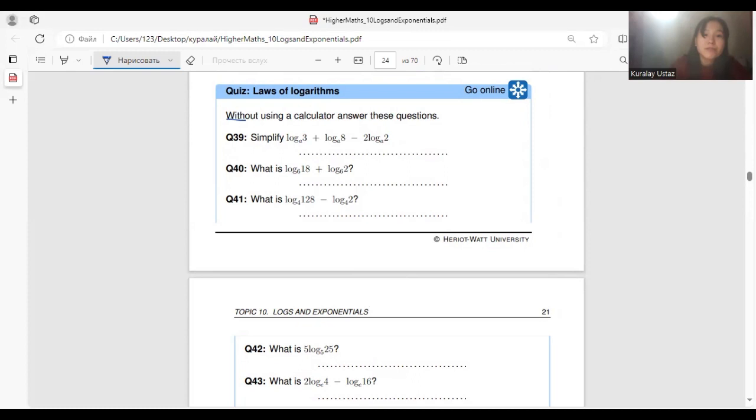So here you need to do them without using a calculator. We just need to use laws of logarithms, so formulas of it. So we need to simplify. That means here there's the same base, so we can write like that. 3 multiplied by 8 and divided. This one goes to the power, yeah? So that one is 2 to the power 2. So the answer is 6, yeah? You just multiply, divide them.